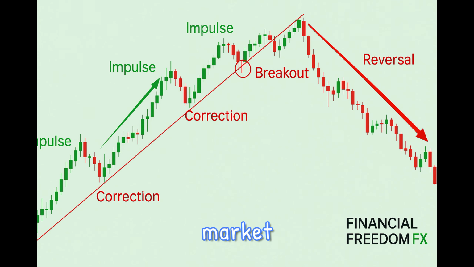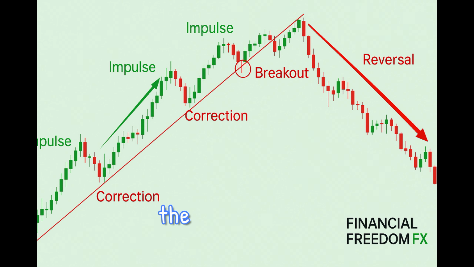In trading, the market doesn't move in a straight line. Instead, it moves in waves. This is where the concept of impulse and correction comes in. An impulse is a strong directional move, typically driven by volume, volatility, and trader conviction.